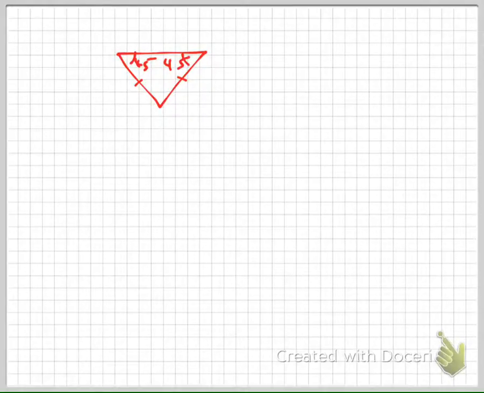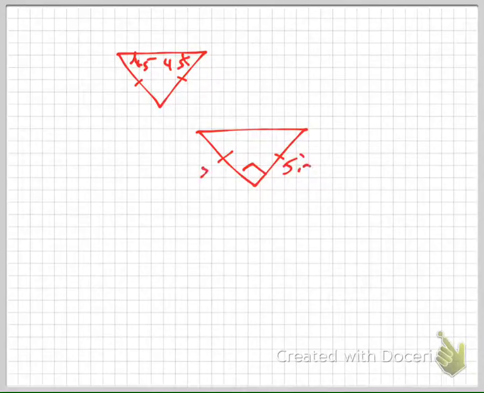So if I know this in my 45, 45, 90, if I know this, and I know that these guys are 5 inches, does that make sense? Are you up here? Eyes up here. I'm showing you so you get the concept. Shouldn't be in the book when I'm talking.